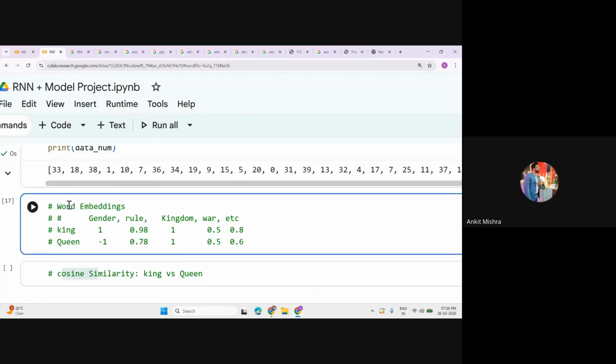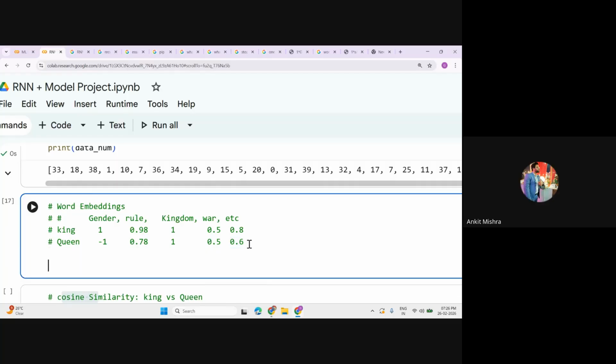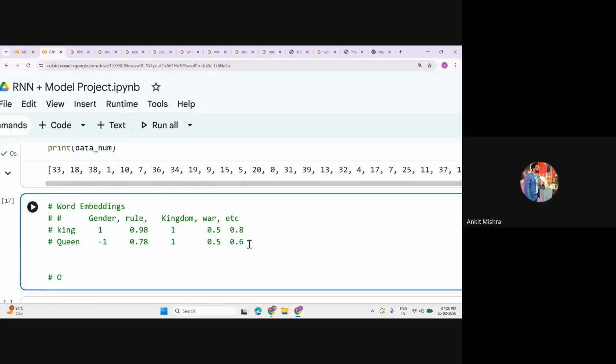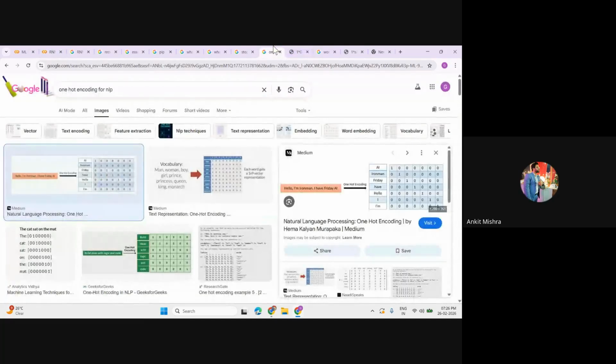Word embedding techniques, or you can use the one hot encoding techniques. You have three different techniques that you can use, right? One hot encoding techniques. Perfect. Okay, one hot encoding techniques, right? Perfect. Okay, now just look at this.